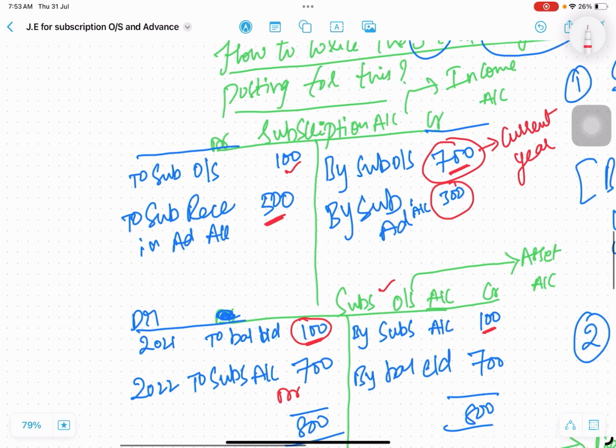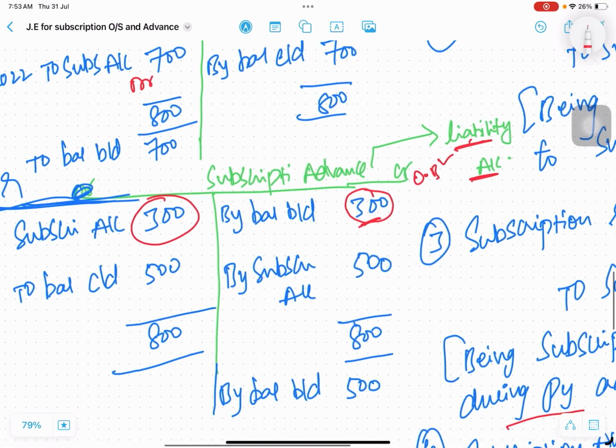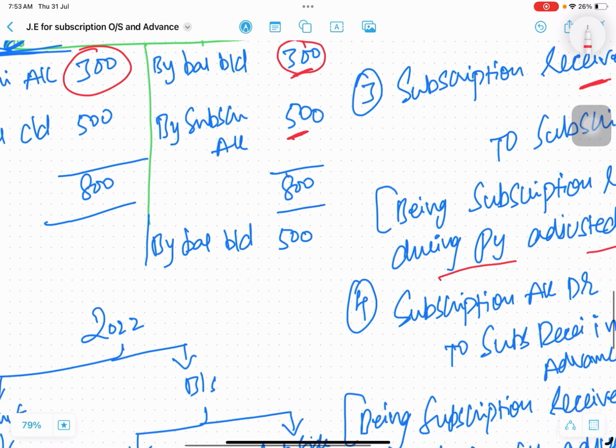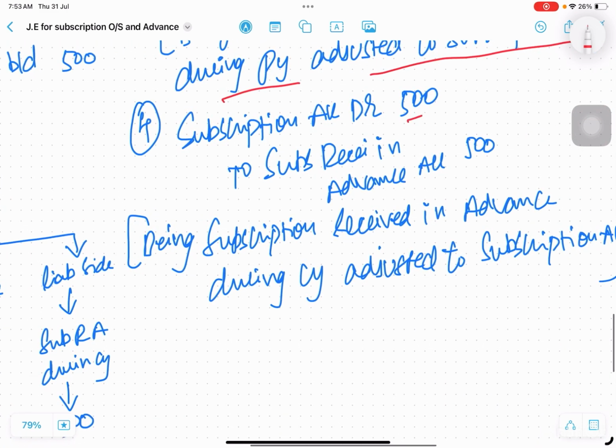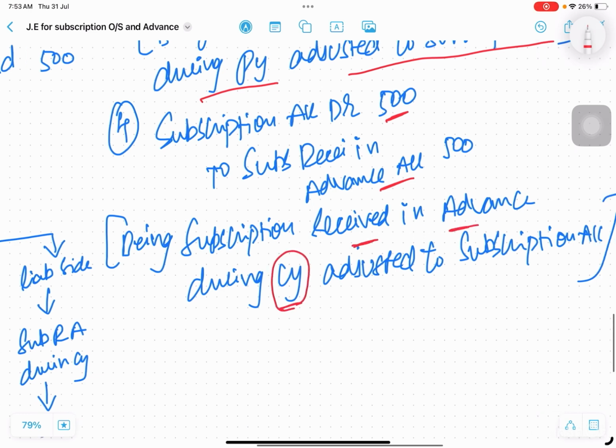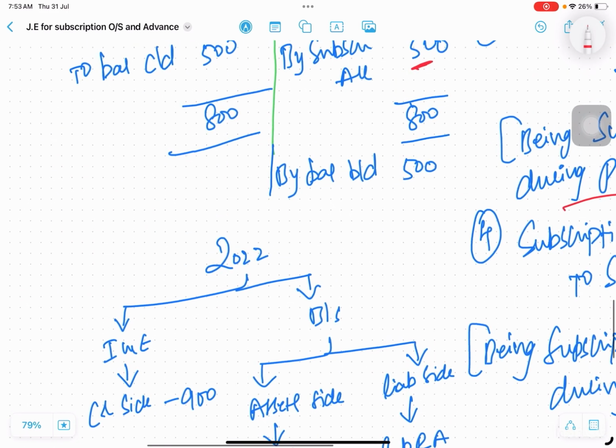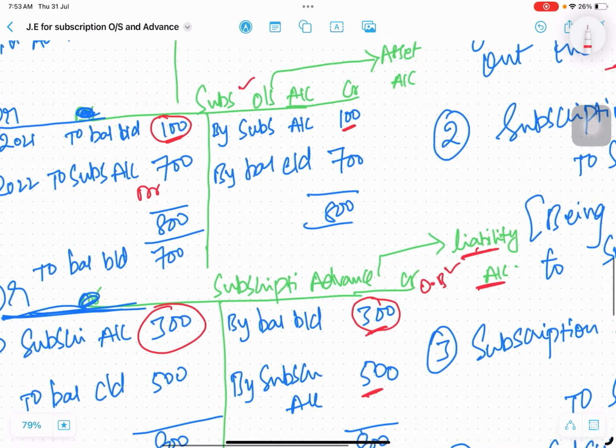If I have written on debit side of subscription account, then I have to write to credit side of the subscription received in advance account. Yes. Understood? Yes. What is the entry? Subscription account debit to subscription received in advance account credit. Being subscription received in advance during current year, this current year is most important, adjusted to subscription account. Understood? Yes. Now everything is clear.